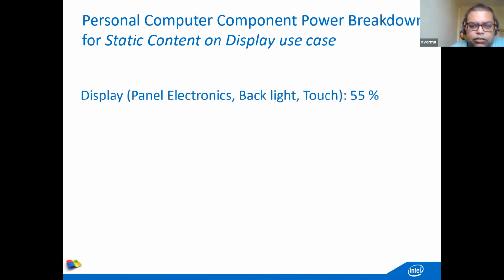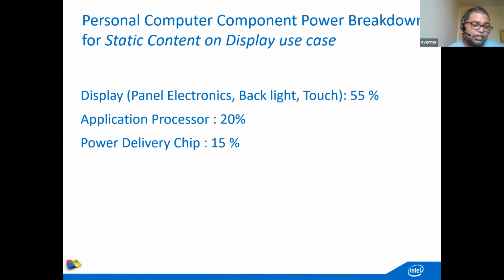If we see based on some of the data, we find that display, which consists of the panel electronics power, backlight power, and touch, consists of almost 55% of the total platform power of static content on display. The second one is the application processor. This application processor, in this case, could be an Intel microprocessor, which consists of CPU, graphics unit, image processing unit, or DDR controller, or various IO hubs like USB controller, I2C controller, SPI controller, and many more. Or by the way, power delivery systems also could be there.